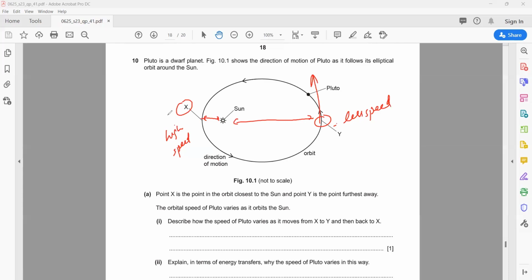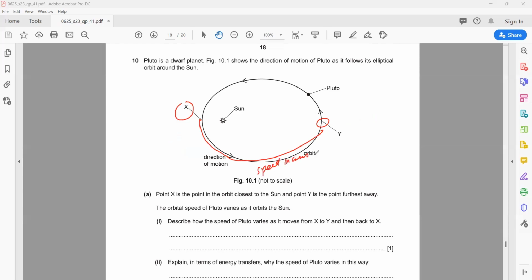So you can say at X, the speed is higher, and at Y, the speed is less. As the object goes from X to Y, speed decreases. When it comes from Y to X, speed increases. So here it is maximum, here it has minimum. When it comes from minimum to maximum, speed is increasing. When it's coming from maximum to minimum, speed is decreasing. Got it?